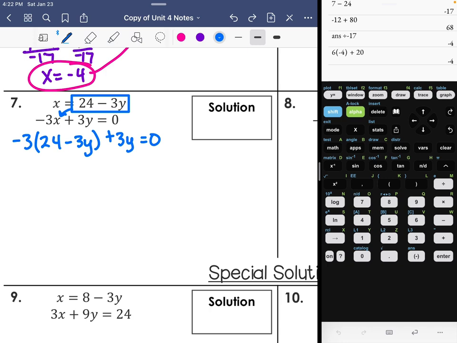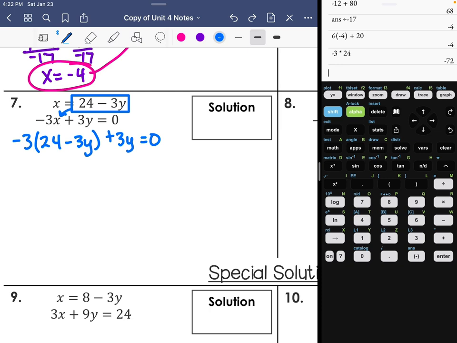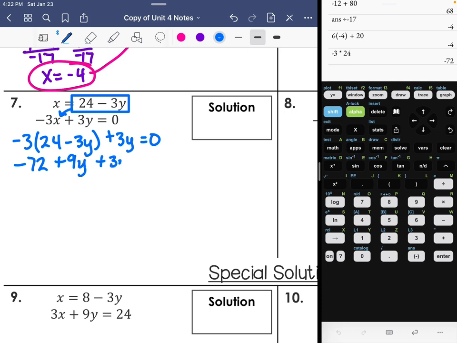So I'm going to do negative 3 times 24, and that is negative 72. And then negative 3 times negative 3 is positive 9. And then I just bring down plus 3y. You only multiply with what's in parentheses. You don't just keep going. Then these guys are like terms. So I'm going to have negative 72 plus 12y equals 0. 9 plus 3 is 12.